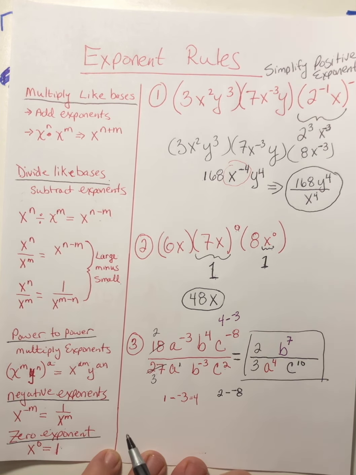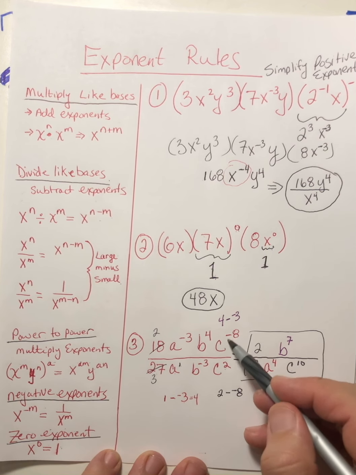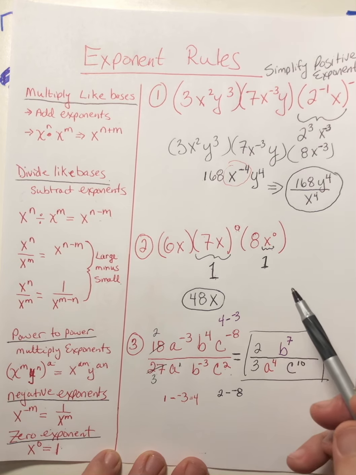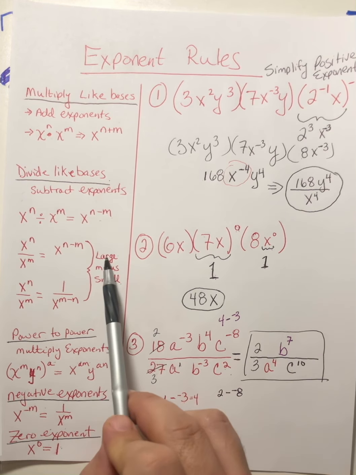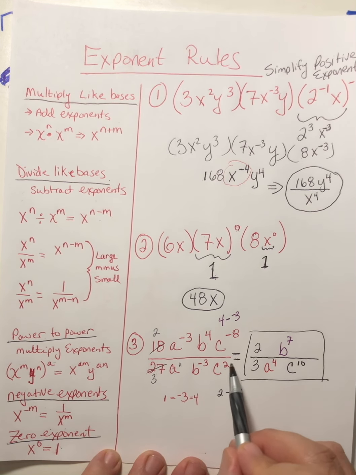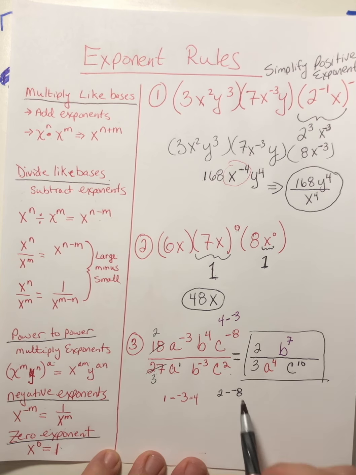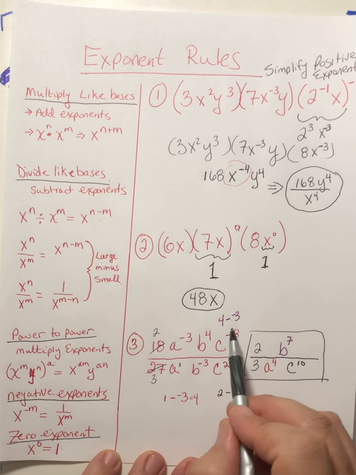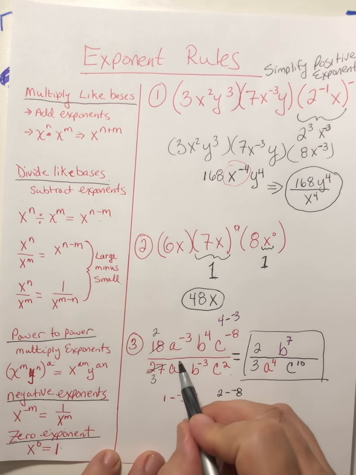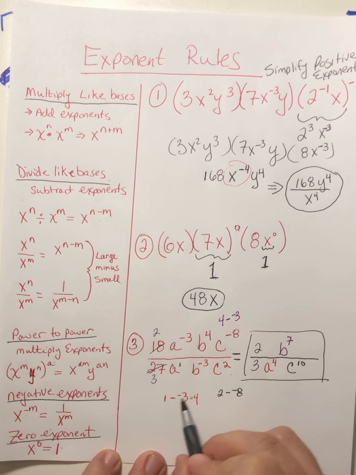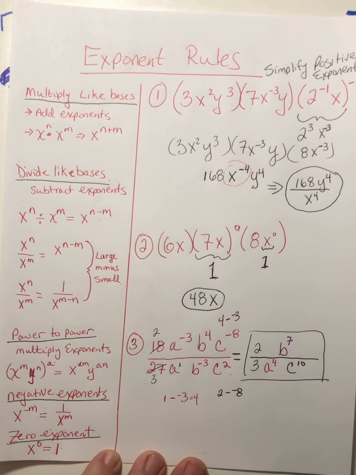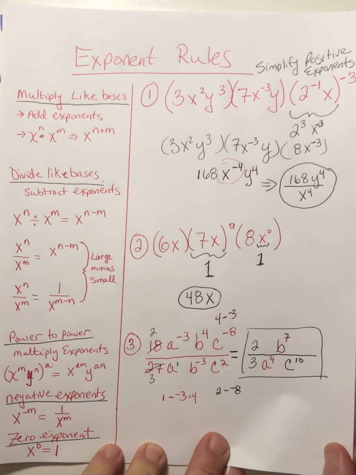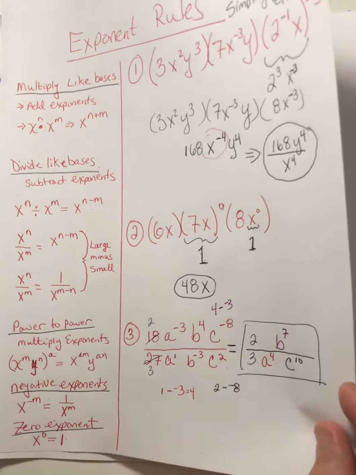I didn't freak out that I had negative exponents. I just did my subtraction. Some teachers would say you've got to move this down below, move this up, then do your work. Why bother? Follow your rules. Big minus small. A big number minus a small number always gives you a positive result. Works every single time. Let's go see what else I have for you guys to do.